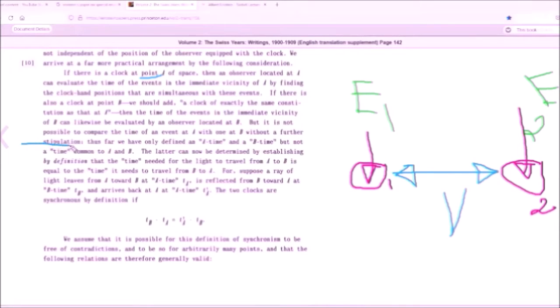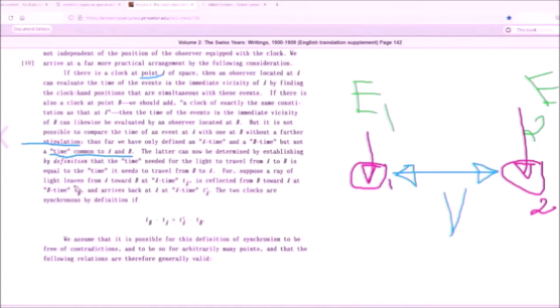The stipulation of the constant of the speed of light. Thus far we have only defined an A time at the point A and a B time, but not a time common to A and B. The time common to A and B, he wants to make the absolute time coming from the absolute velocity. The latter can now be determined by establishing by definition that the time needed for the light to travel from A to B is equal to the time it needs to travel from B to A in the opposite direction.